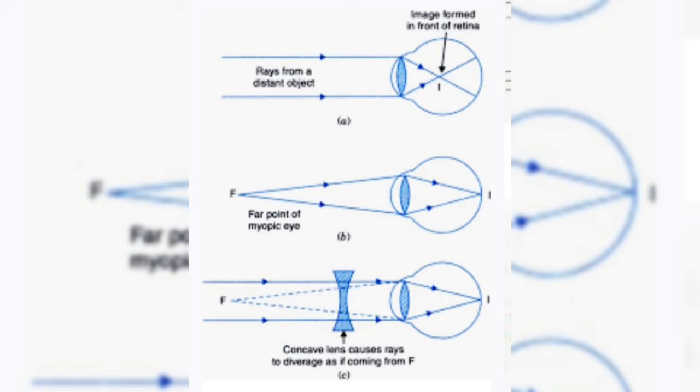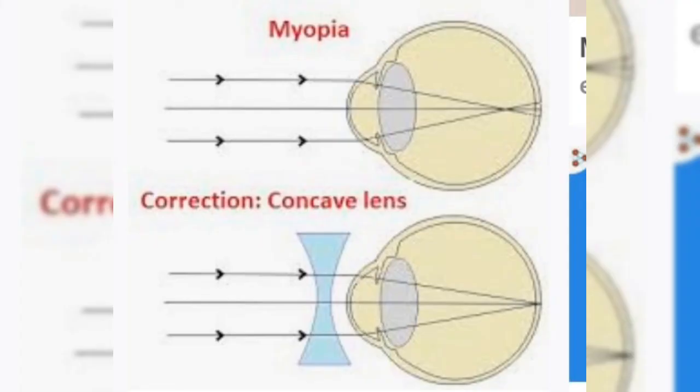The far point of an eye suffering from myopia is less than infinity. We know our far point is infinity, but the myopic eye's far point is less than infinity. Such a person can see clearly only up to a distance of a few meters.